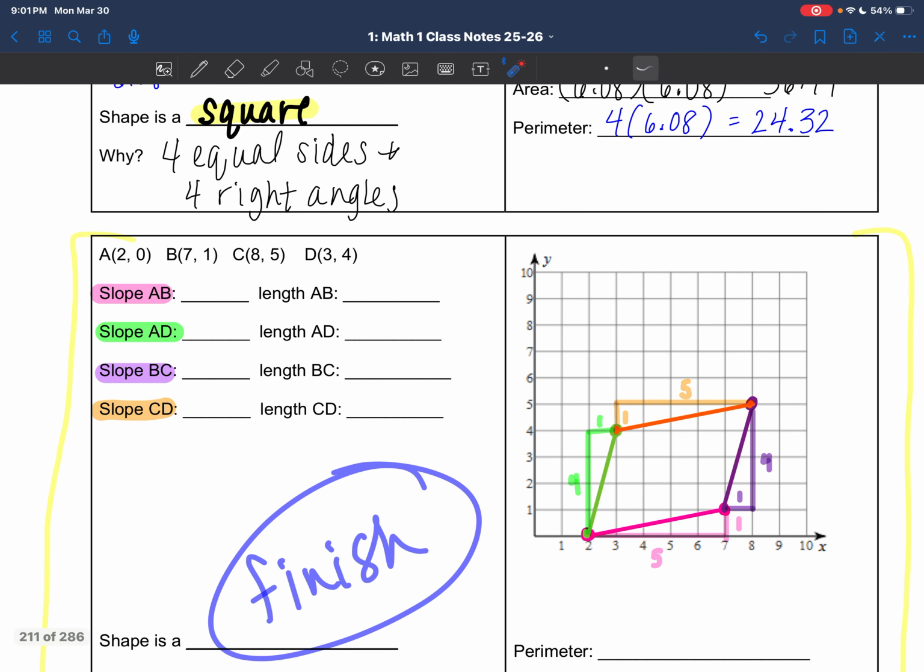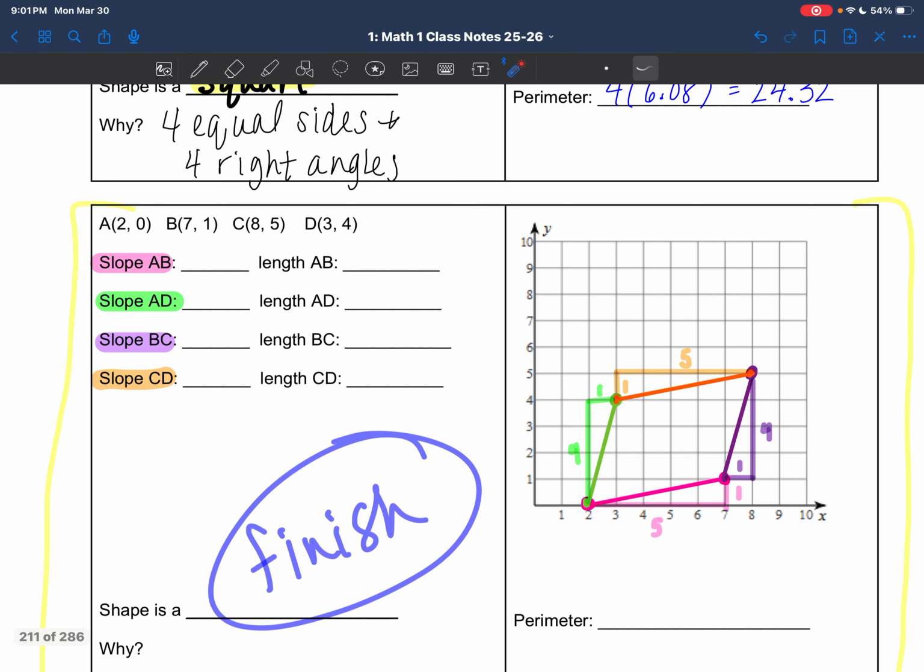All right, now I graphed this for you, and make sure you label your points. I did not label the points on here, but A is here. I'll make it a little bit thicker for you. All right, so A is here. B is 7, 1. B is right here.